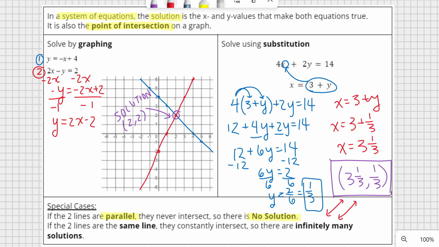The other special case that you can have is if the two lines are the same line, so they're on top of each other, then those two lines are constantly intersecting. So we would say that there are infinitely many solutions.